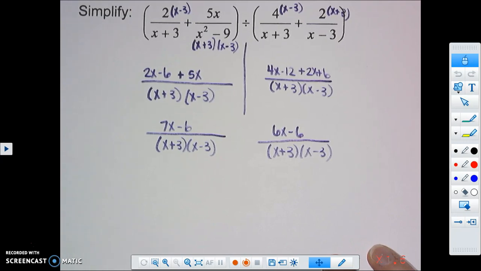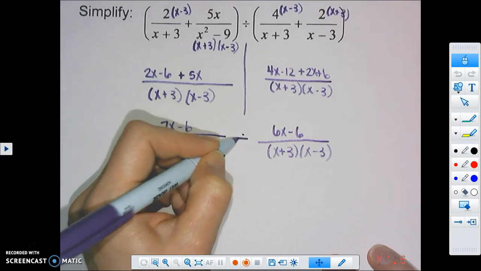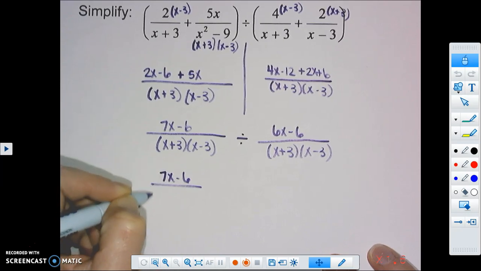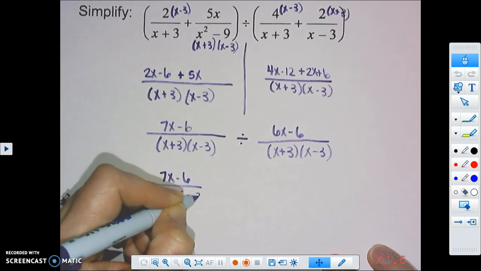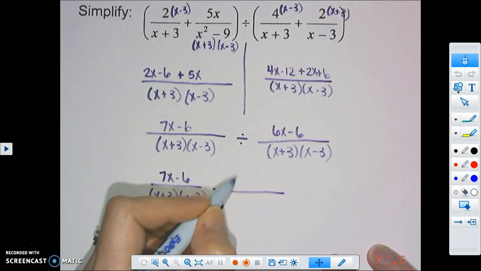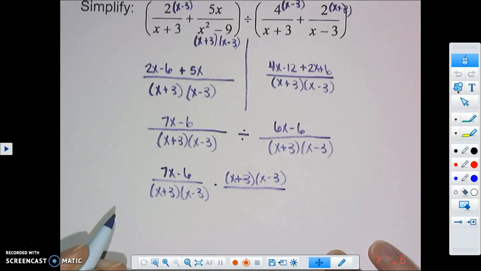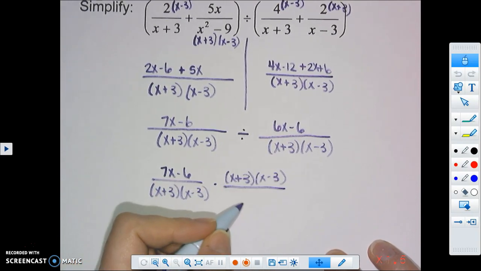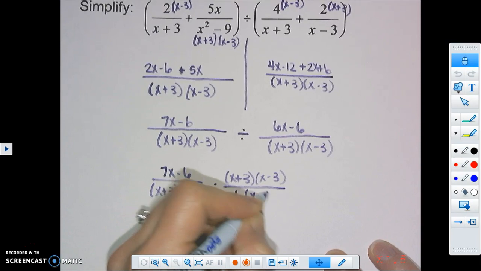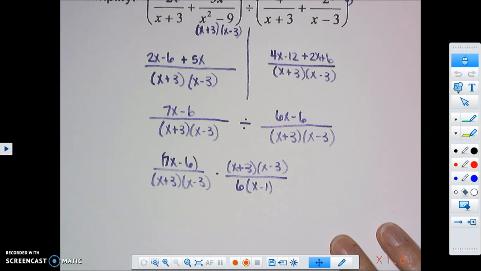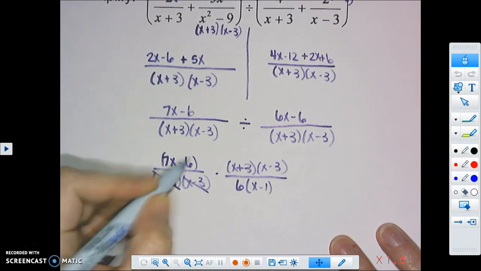Alright, now we have a division question. Remember, this is still a division bar in between these. So the first fraction stays the same. And the second fraction we're going to flip. Now, when we flip this one, we do want to make sure that we're factoring anything as much as possible again. So the 6x minus 6 that's coming to the bottom has a GCF of 6 that we can take out. That 7x minus 6 is part of a binomial, so you can't get rid of any of those parts unless it's the same as a parenthesis in the bottom, which it's not.